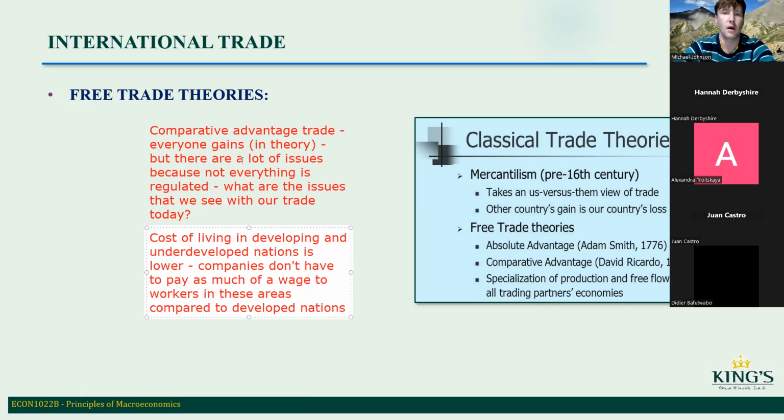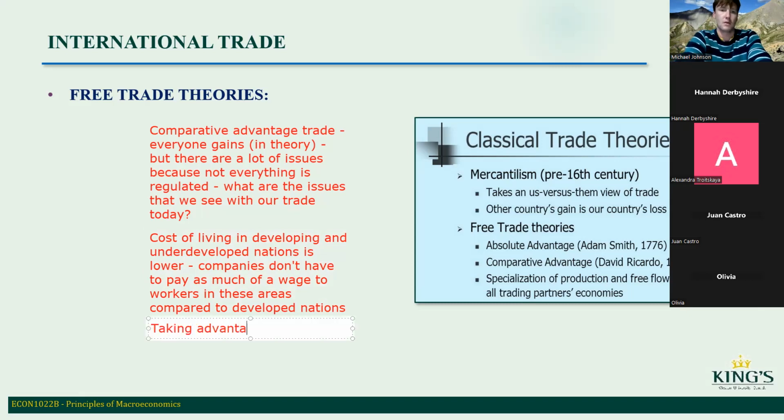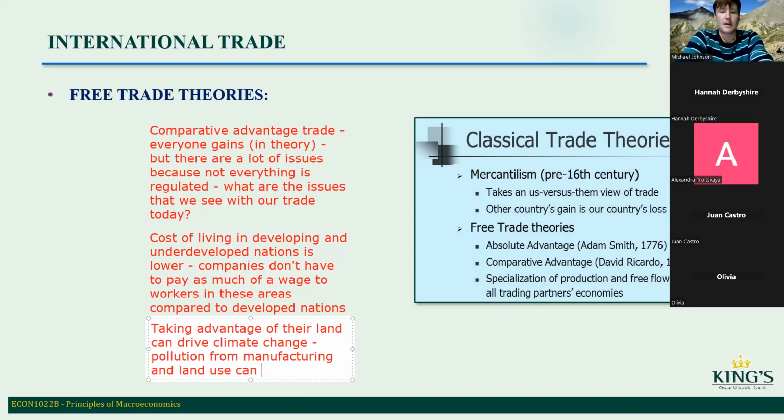And then what do you think? So Olivia, do you want to try? What are the issues that we see with our trade today? I mean, if we're taking advantage of their land, then that can drive climate change and that kind of stuff. Yeah, that's a good point. Taking advantage of their lands can drive climate change. Yes, exactly. Pollution from manufacturing and land use can drive climate change in those areas. That's great, Olivia.